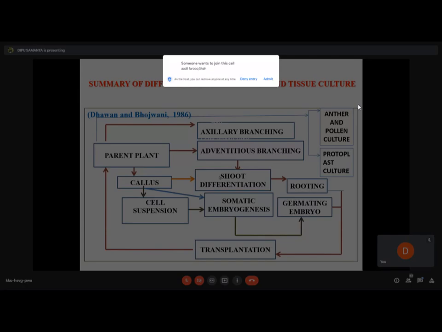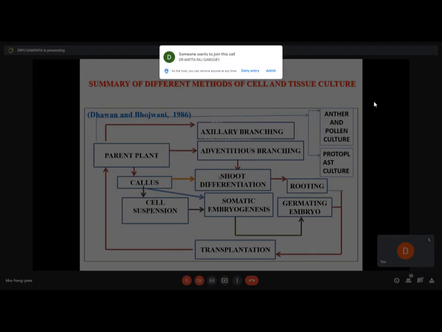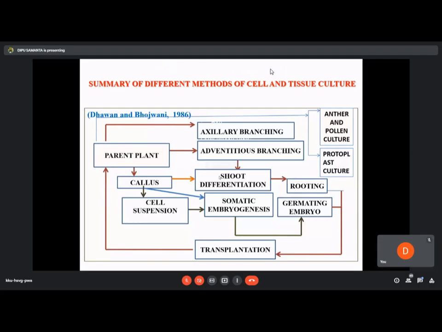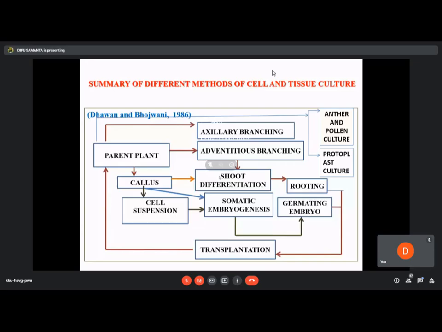This is a slide where I have mentioned the summary of different methods of cell and tissue culture. It is according to Botany, 1986. So from the parent plant, we can use several methods of tissue culture. From the parent plant, we can choose axillary branching or adventitious branching, from which we can go for shoot differentiation. Whenever shoot differentiation is there, we go for the rooting. After rooting, a whole in vitro plant is regenerated. After transplantation, it produces the mature plant.